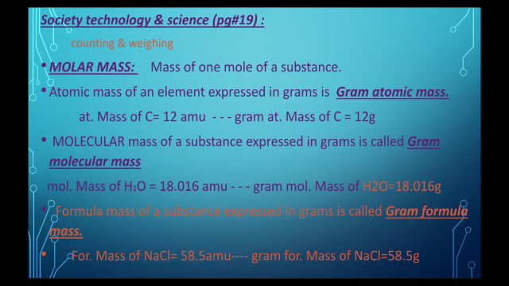Similarly is the case with the formula mass. The formula mass of NaCl is 58.5 AMU. When we change AMU to grams, we put a G, and it becomes the gram formula mass. Okay. Now this is the mass of 1 mole of these things: atom, molecule and the formula unit.